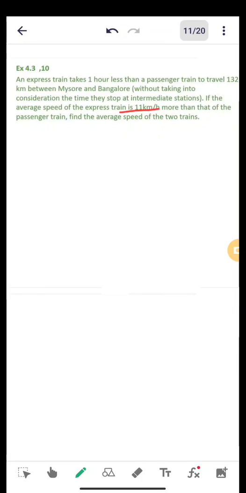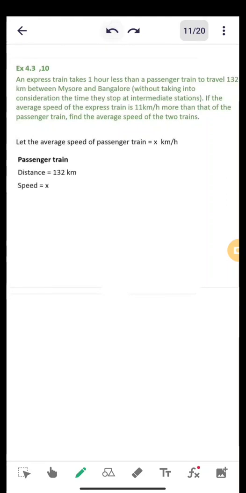The next, the average speed of the express train is 11 kilometer per hour more than that of the passenger train. Then we have to find the speeds of the trains. So let's see how we can frame the quadratic equation by using all these steps. Let the average speed of the passenger train be x. We begin with the passenger train.